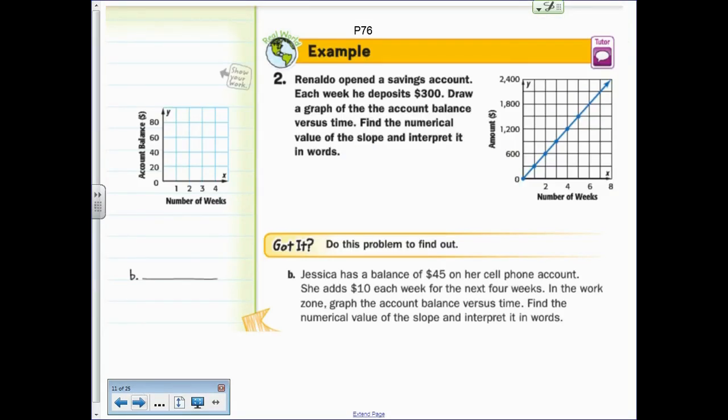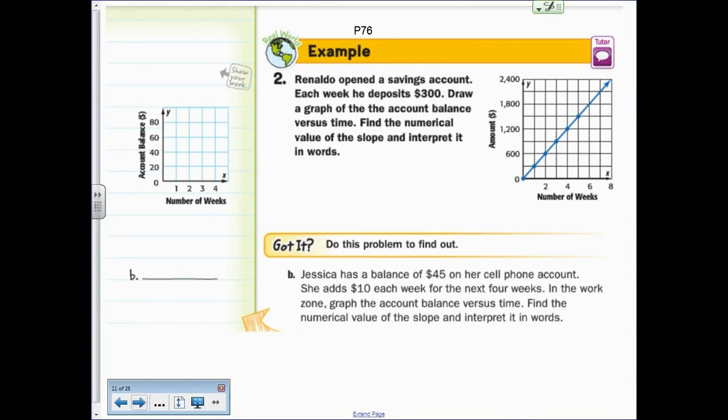Take a look here at example 2 on page 76. It says Ronaldo opened a savings account. Each week he deposited $300. Draw a graph of the account balance versus time. Find the numerical value of the slope and interpret it in words.